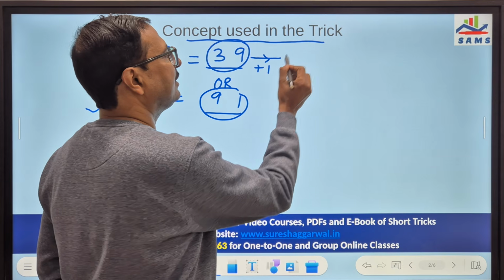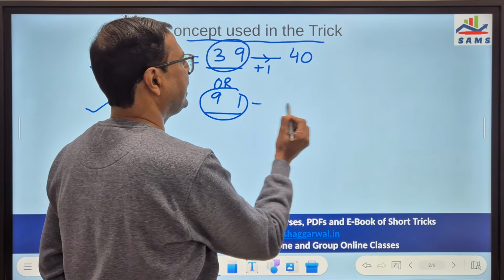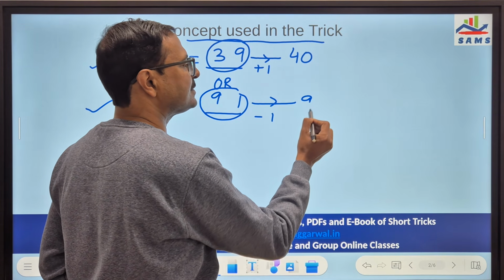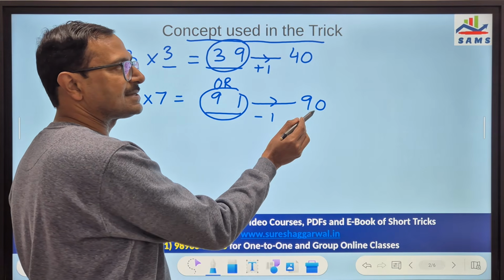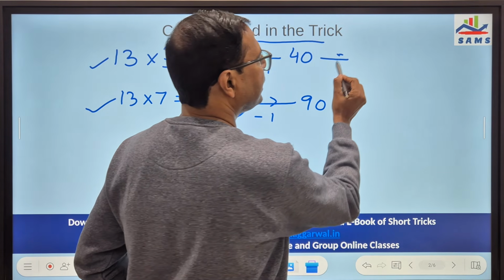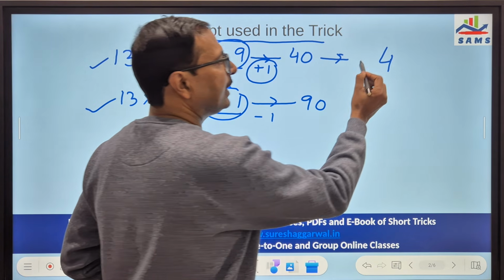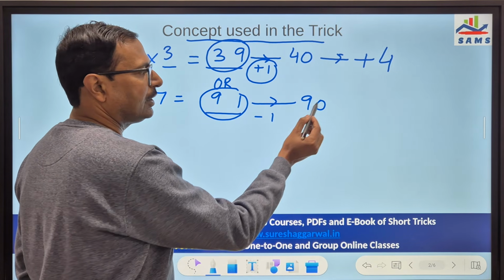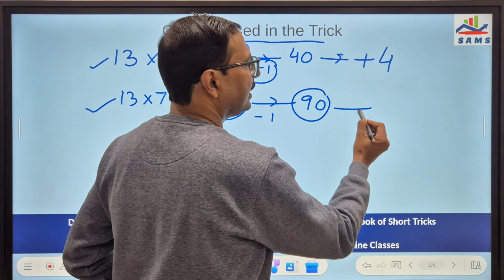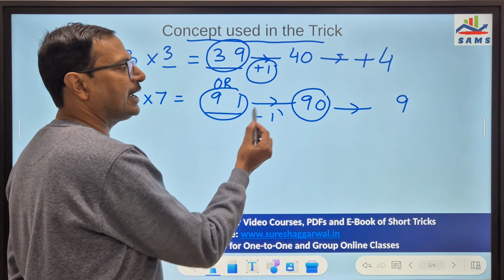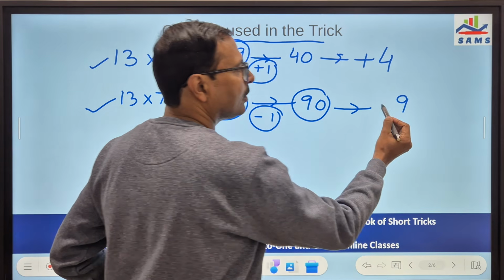39 plus 1 gets me 40 and 91 minus 1 gets me 90. Perfect number of tens. So how many tens are there here? 4 tens, right? And what did I do? I added 1, so plus 4. How many tens are there here? It is 9 tens. And what did I do? I subtracted 1, so minus 9.